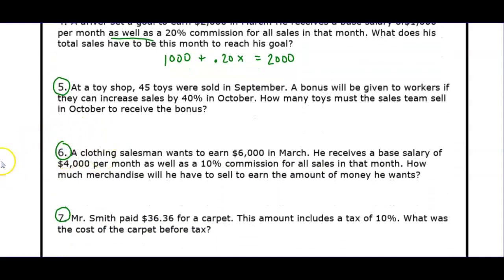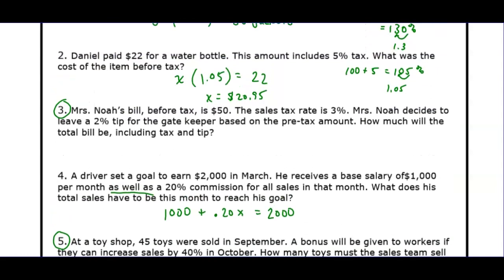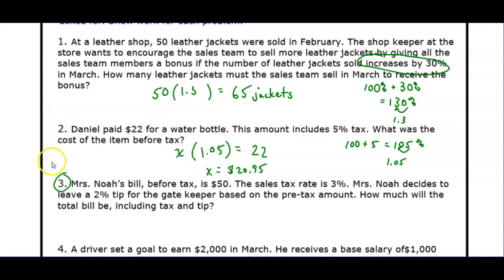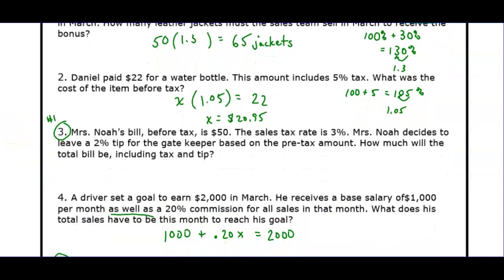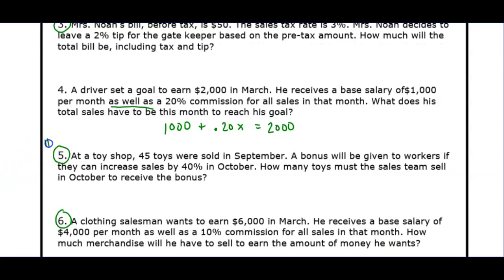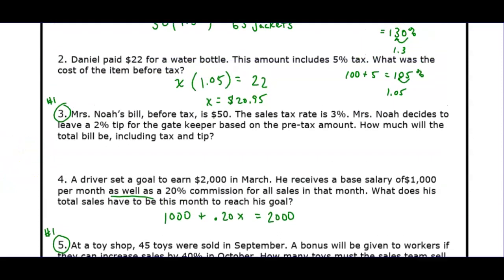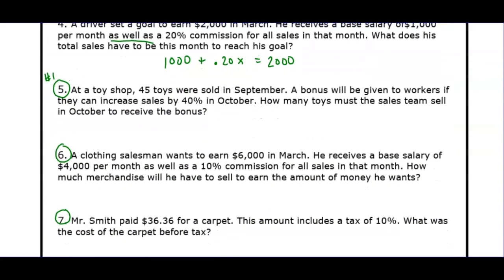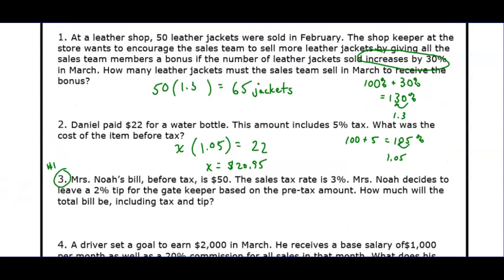Number 6 is tied to number 4. So we should be able to use those. Let me just go through this one more time and get you which ones go with which. So number 3 was like number 1, and number 5 was like number 1. And then number 6, yes, number 6 was like number 4. And number 7 was like number 2. So we should be able to complete those using those notes.